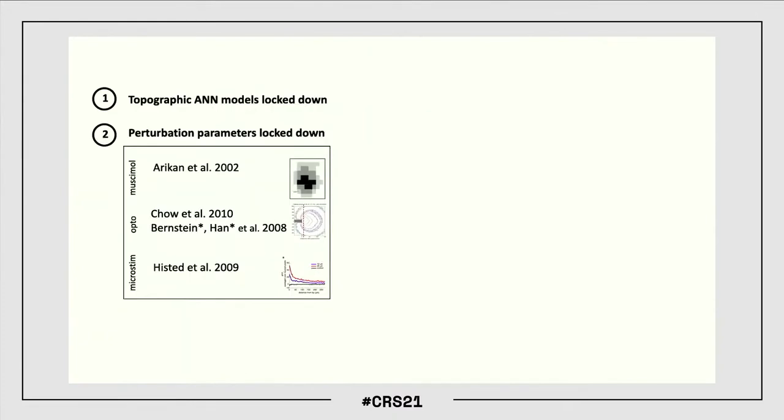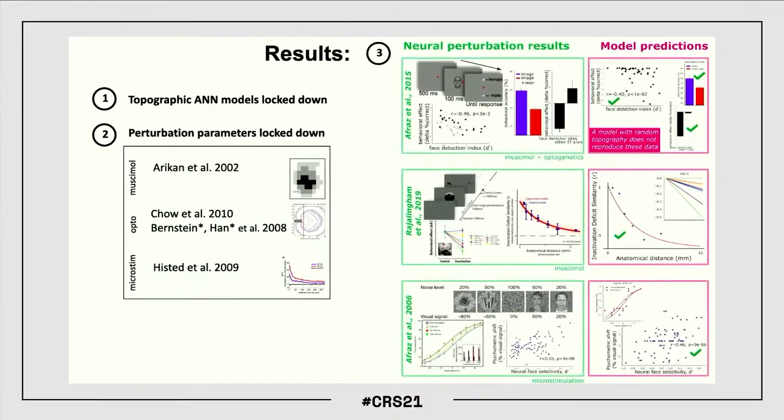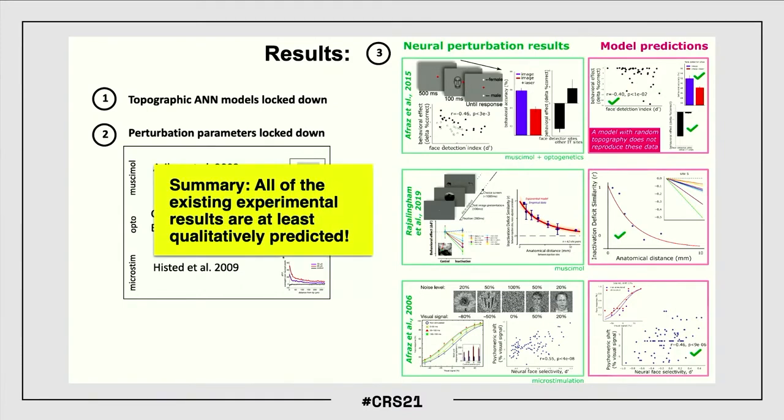To break this down for you, a big picture summary is that we have topographic models that we had locked down. We had perturbation parameters from the literature: muscimol, optogenetics, electrical microstim, different ways of intervening in the system, different possible BMI related strategies. Those were all locked down. And then we took the models and asked them to make predictions for a range of neural perturbation experiments, which are shown on the left. In the green are some example results from some sets of experiments, and on the right are the model data. I won't take you through this in detail. I don't have time to do that today, but I want to say that all the experimental results are at least qualitatively predicted by this approach.